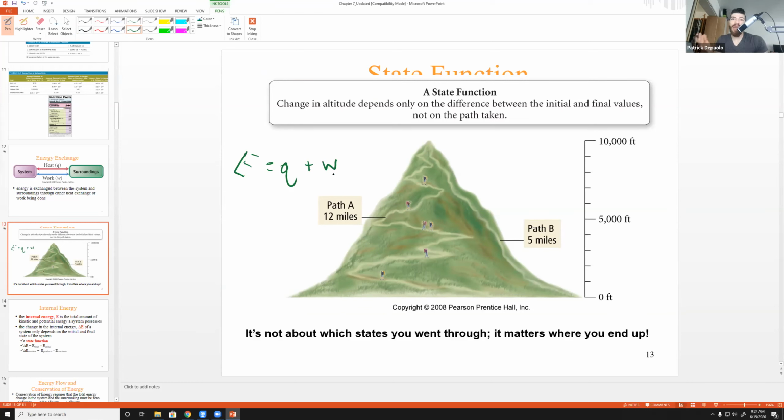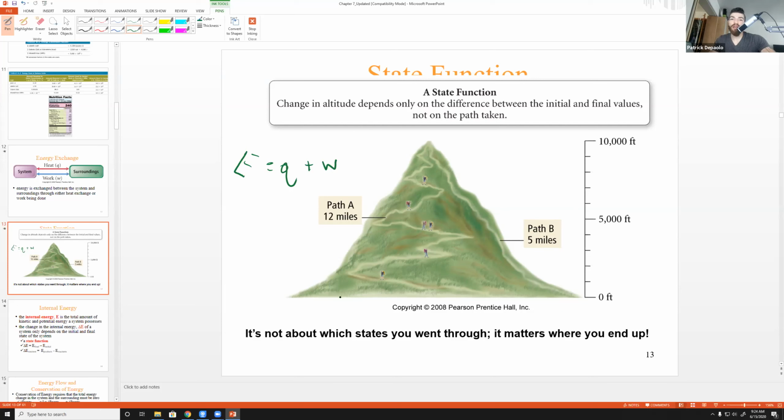So there's that balance. And also there's a lot more that goes into it, like your metabolism, the rocks, the ground, the friction. But generally, heat and work balance out, and that's how they add up to energy. And energy itself is a state function, meaning it doesn't matter how you get there.